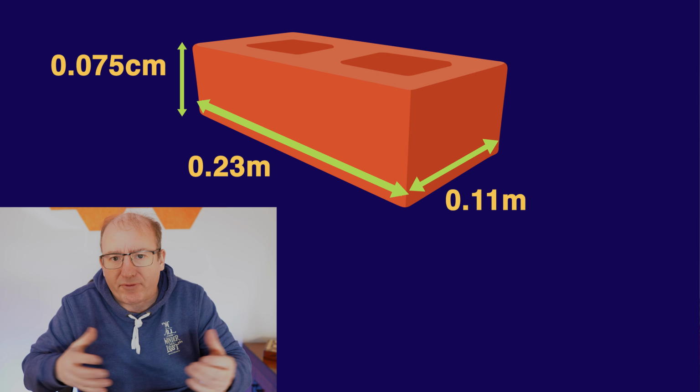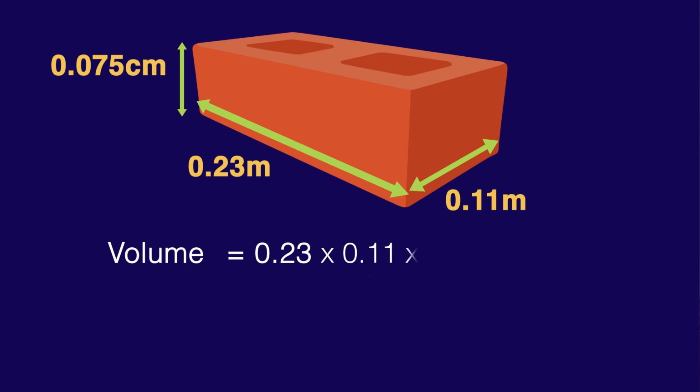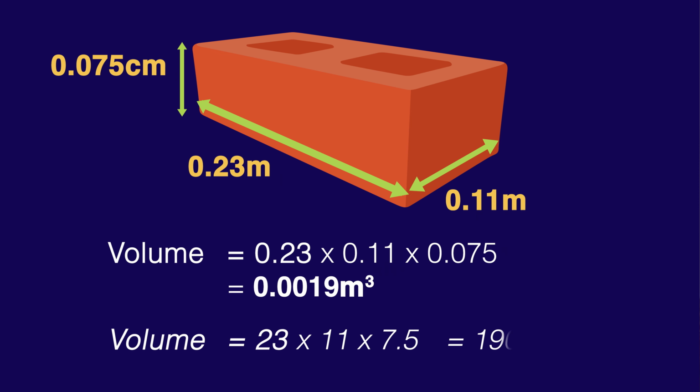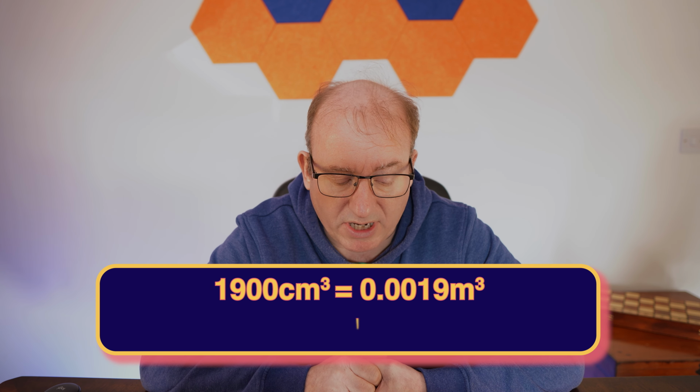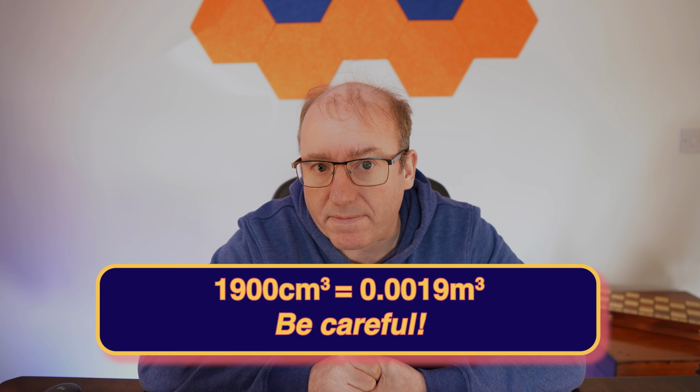To get the volume in metres cubed, first of all I have to convert the centimetres to metres. I then multiply the 3 dimensions together and I've got the volume in metres cubed. In this case that would be 0.23 times 0.11 times 0.075, which equals 0.0019 metres cubed, which incidentally is the same as doing it in centimetres, where I'd do 23 times 11 times 7.5, and I'd get 1900 centimetres cubed. So 1900 centimetres cubed is the same as 0.0019 metres cubed.